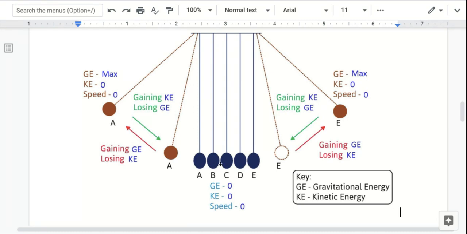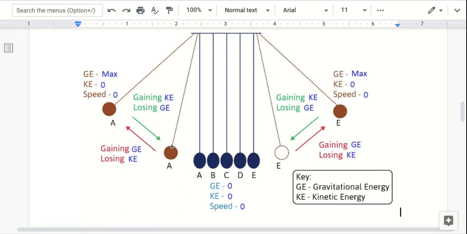Let's talk about ball B, C, D, these balls here in the middle. They all have 0 gravitational energy. They're not being pulled out, they're not being pulled back, they're just completely at rest. They have 0 kinetic energy. They're not moving at all, and they have 0 speed.